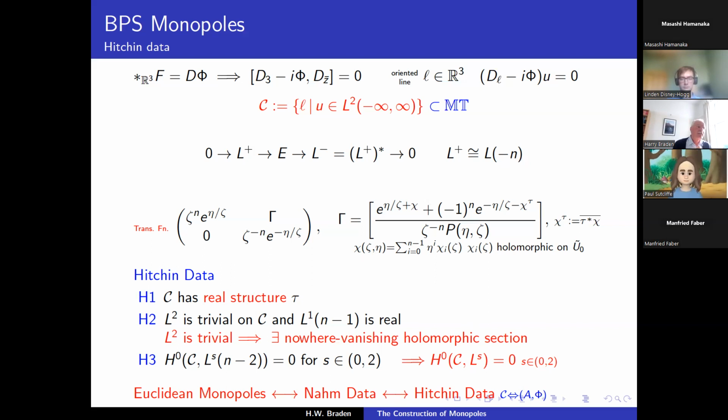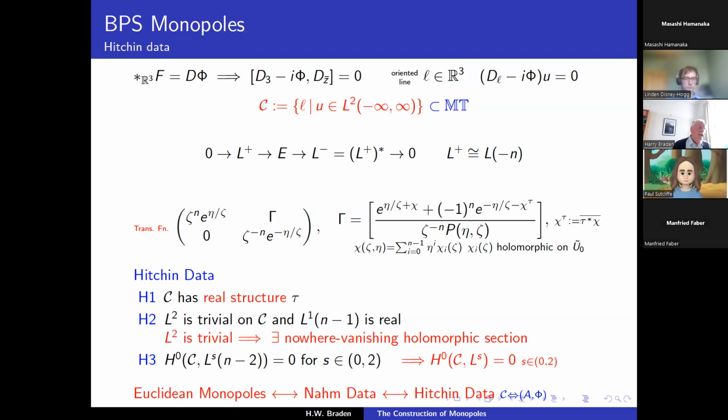The triviality of L2 comes from examining, as Corrigan and Goddard did, this transition function. And what Hitchin showed was that the regularity conditions could be encoded in this H3. H3 is a little harder to explain. By tensoring, we can see that this gives us that the line bundle LS has no sections in 0.2.